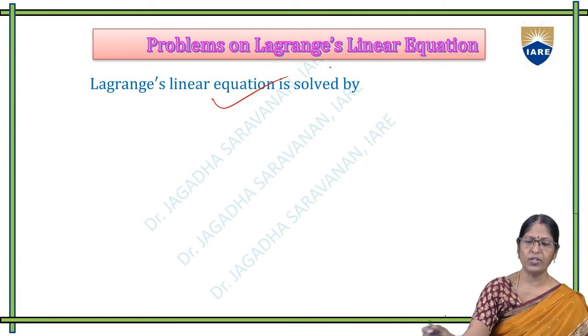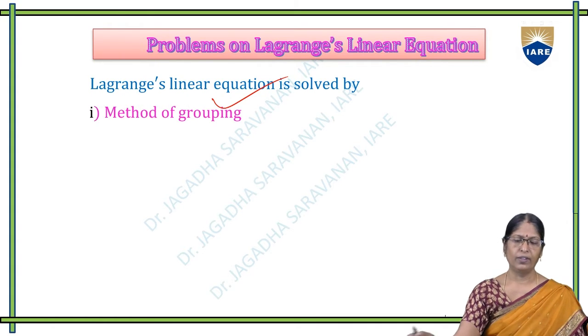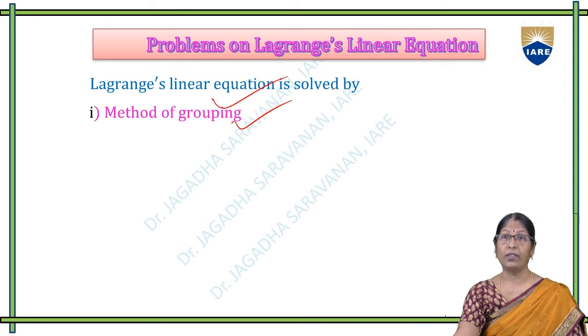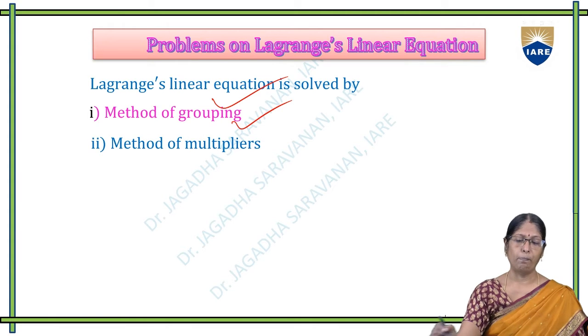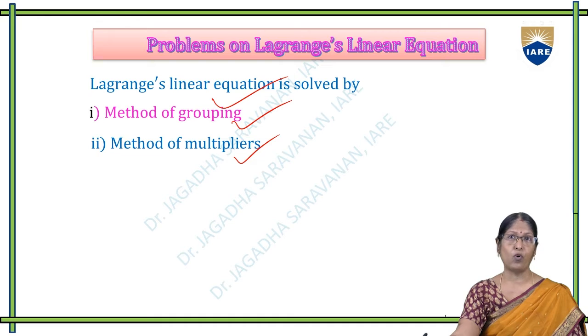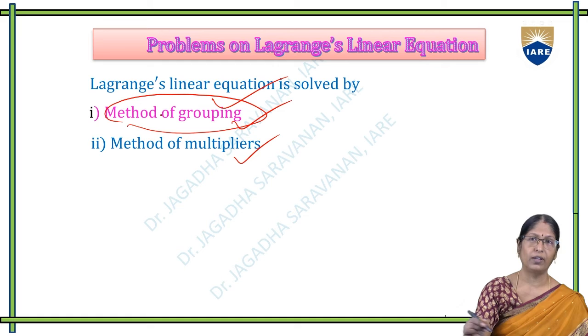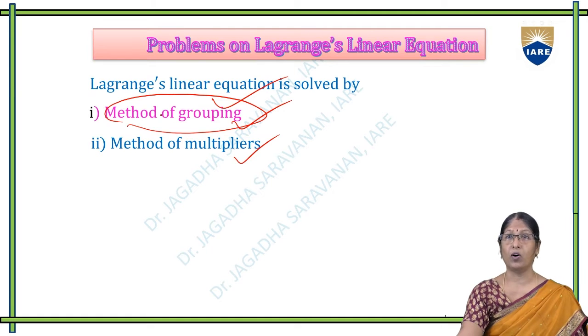Now, Lagrange's linear equation is solved by two methods. The first method is the method of grouping. The second one is the method of multipliers. So for the given problem, we first check whether it is in Lagrange's linear format. Then we can adopt either method, grouping or multipliers.